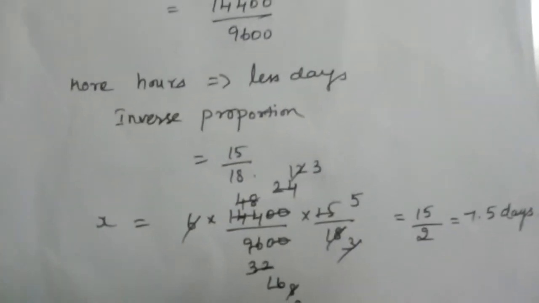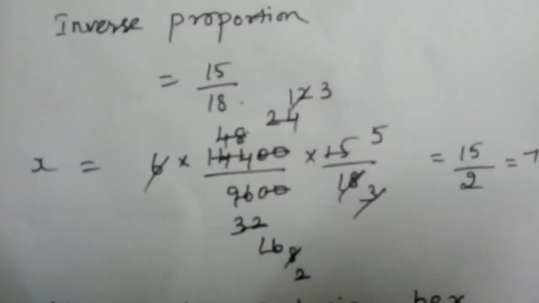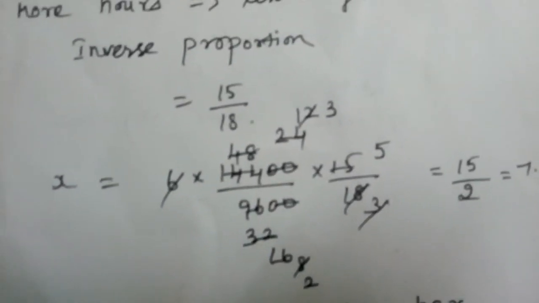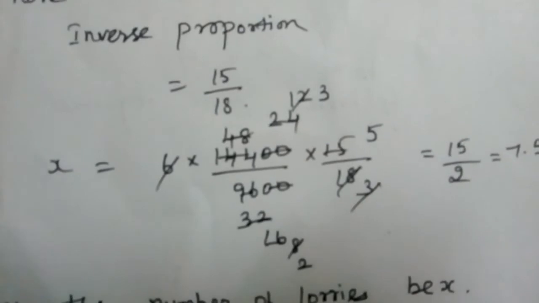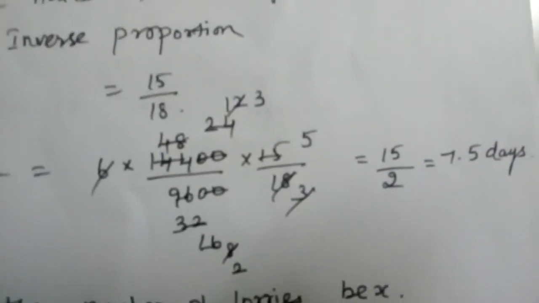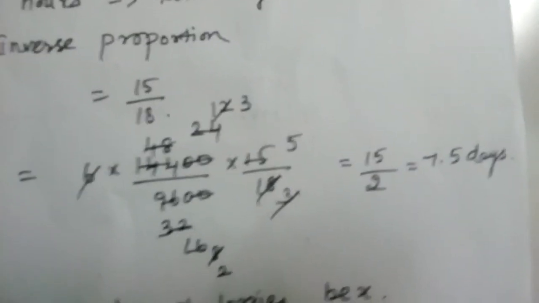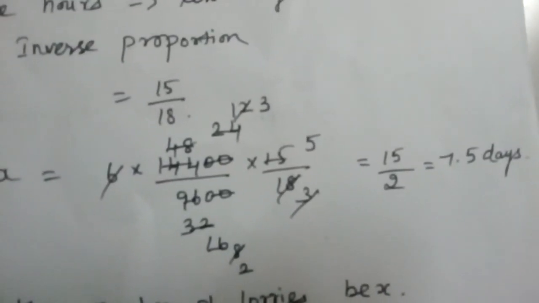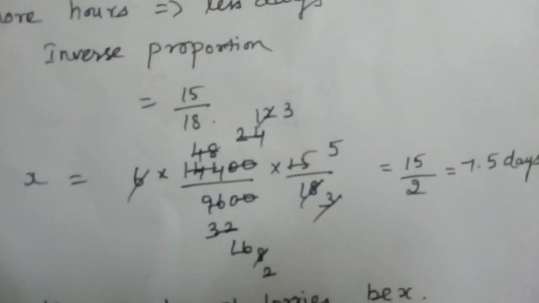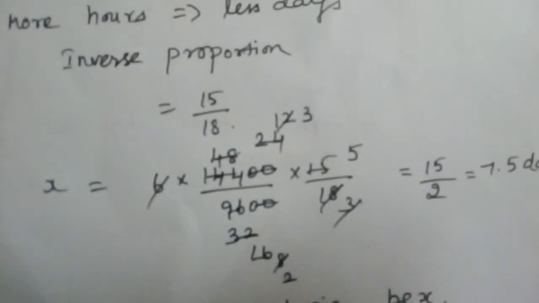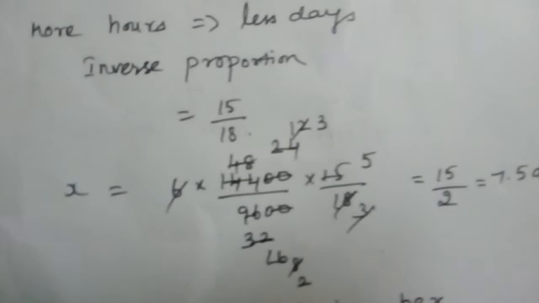So x is equal to 6 into 14,400 by 9,600 into 15 by 18. By cancelling, we get the value as 15 by 2. That means 7.5 days. How many days were required was the question, so 7.5 days are required for the production of 14,400 soaps.